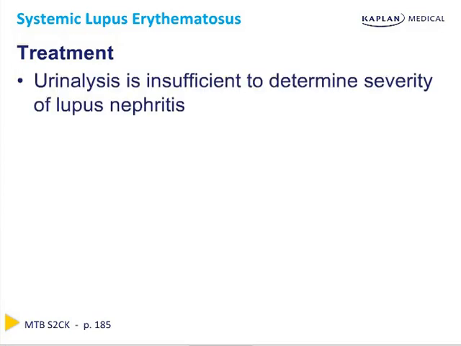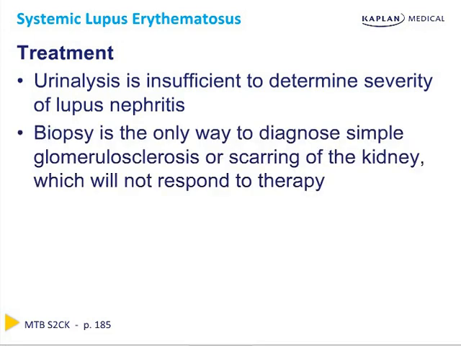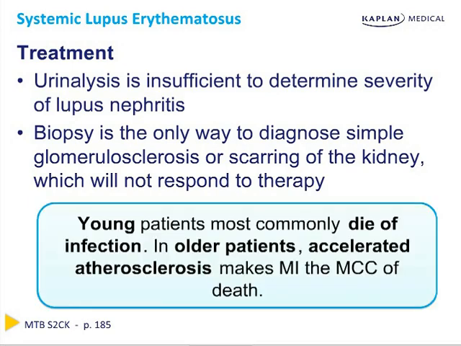With regards to treatment, a urinalysis is insufficient to determine the severity of lupus nephritis. The biopsy is really the only way to diagnose simple glomerulosclerosis or scarring of the kidney, which will not respond to therapy. A little tip: young patients most commonly die of an infection. In older patients, an accelerated atherosclerosis makes a myocardial infarction the most common cause of death.